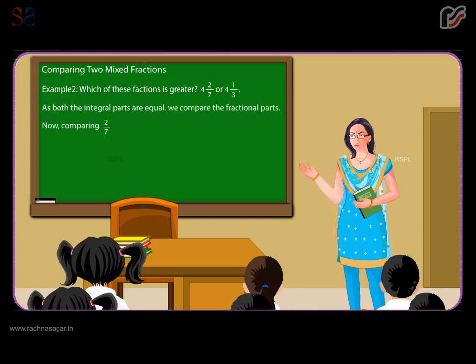Now comparing 2/7 and 1/3 by cross multiplication, we get 2 multiplied by 3 is smaller than 7 multiplied by 1, or 6 is smaller than 7. So, 4 2/7 is smaller than 4 1/3.